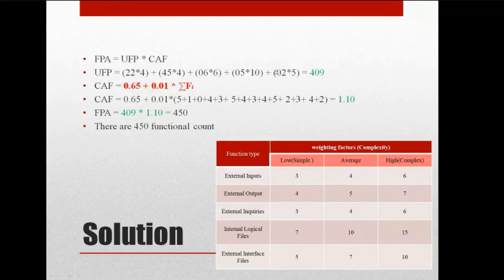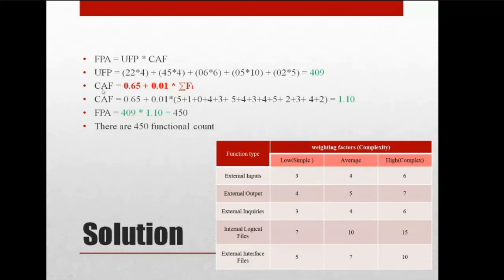Likewise for ELF, right, it is 2 and the complexity is low. That is why it is 5. So by multiplying and adding all these things, we will be getting the value 409. So UFP, right, is 409 here.